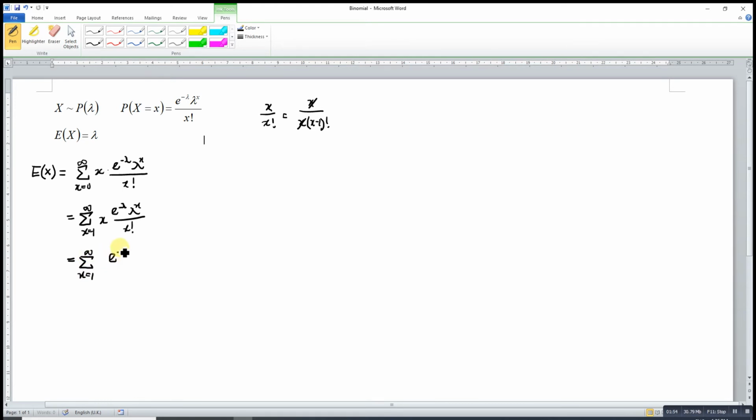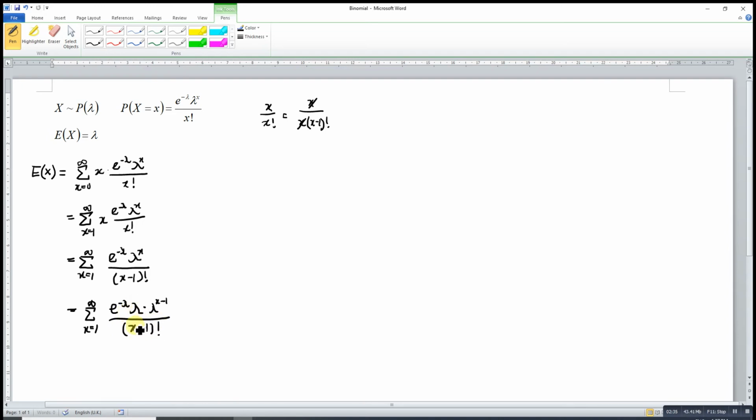e to the negative lambda, lambda to the power x over, left only, (x minus 1) factorial. To have the same pattern with x minus 1, we factorize lambda to the power x. So we have the sum from x equal to 1 to infinity of e to the power negative lambda, then lambda times lambda to the power of x minus 1 over (x minus 1) factorial.